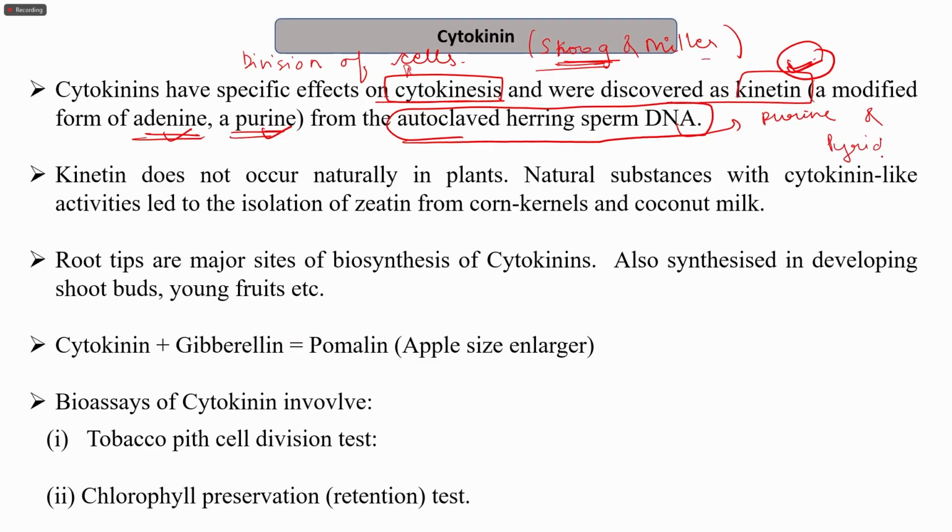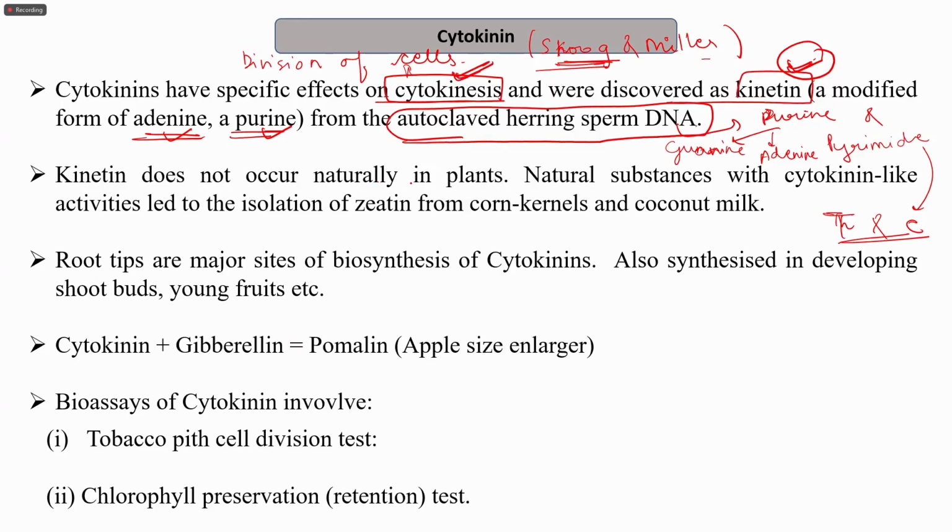Purines and pyrimidines, out of which guanine and adenine are purines, and thymine and cytosine are the pyrimidines. So in the autoclaved herring sperm DNA, there is a modified form of adenine, or purine, we can say, that is kinetin, which was discovered and shown to have the cytokinesis effect.